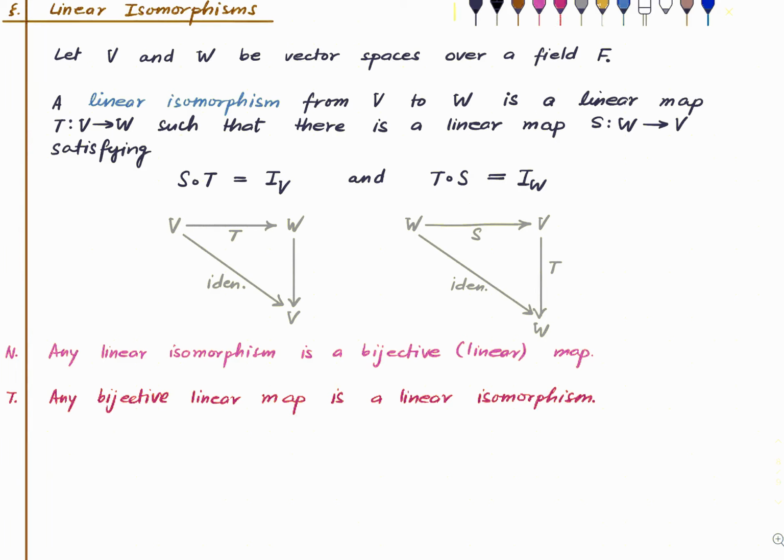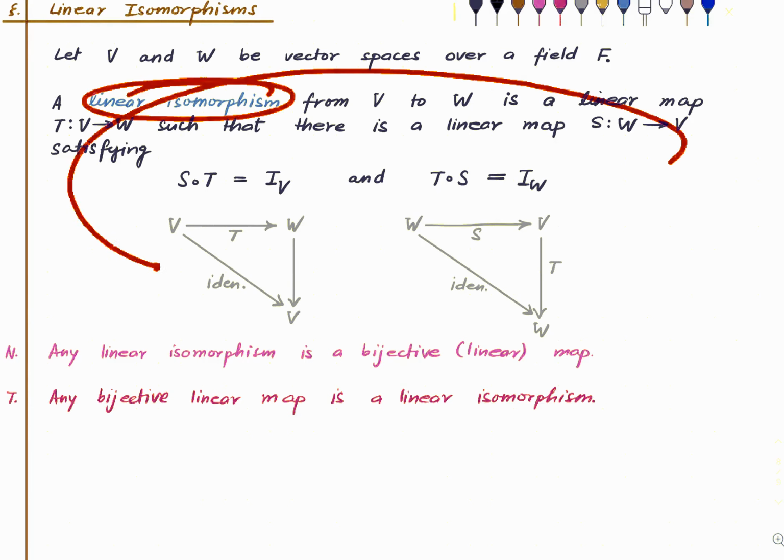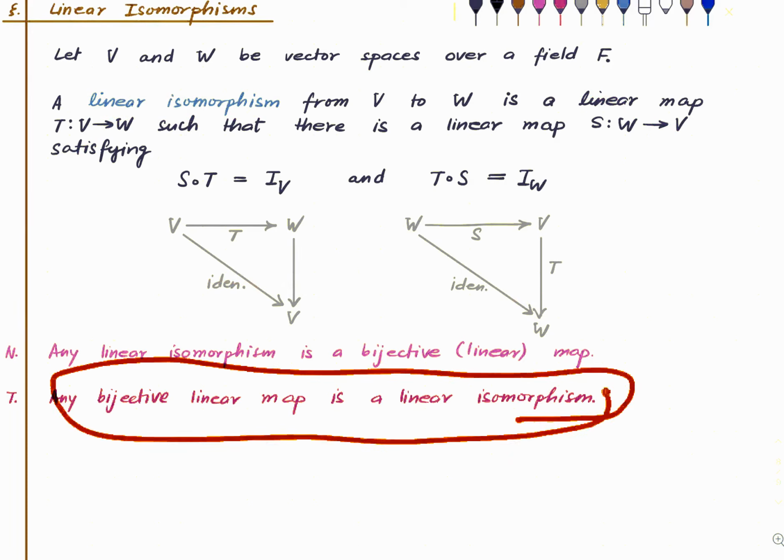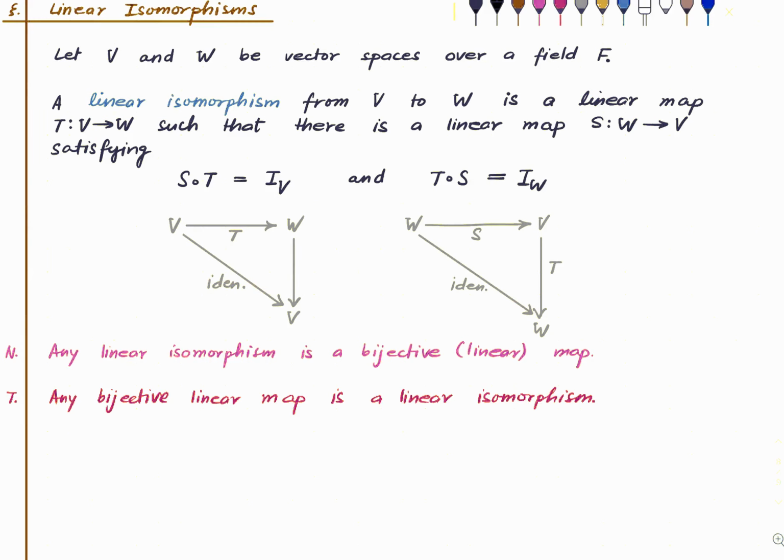The way I defined a linear isomorphism is somewhat convoluted, but there is a reason behind it, even though it could have been defined in a much simpler, or apparently simpler, way. Let me say one thing before I continue: a linear isomorphism is also called an invertible linear map.